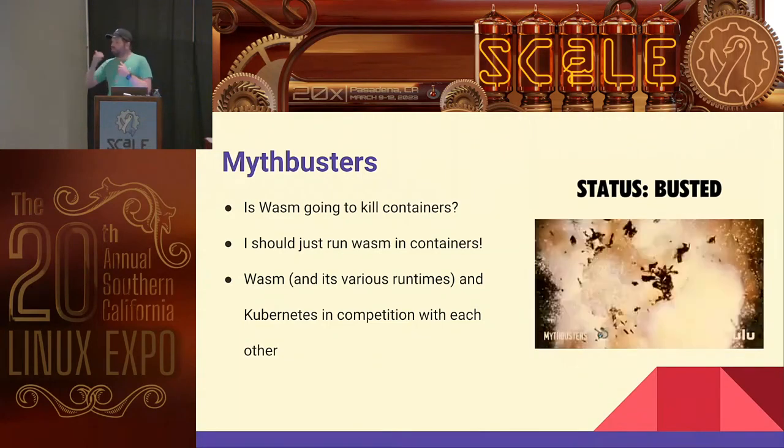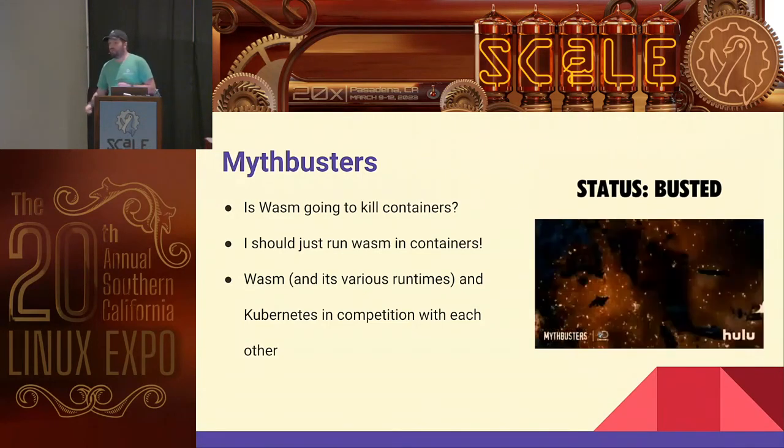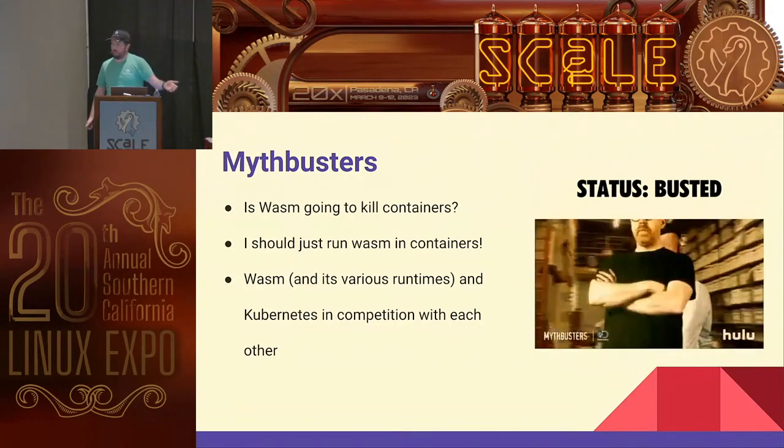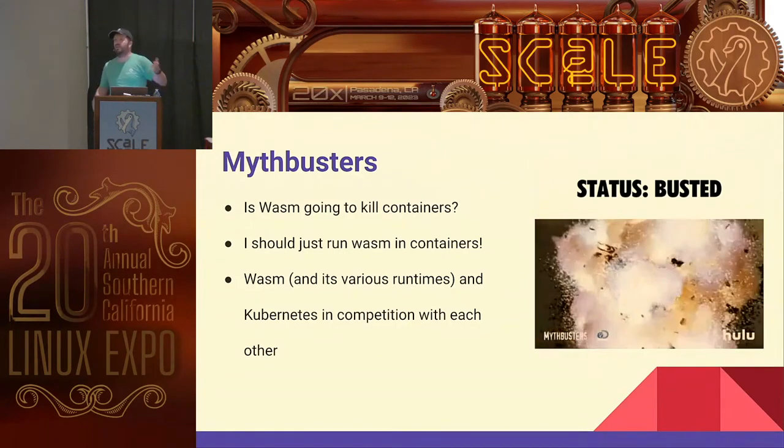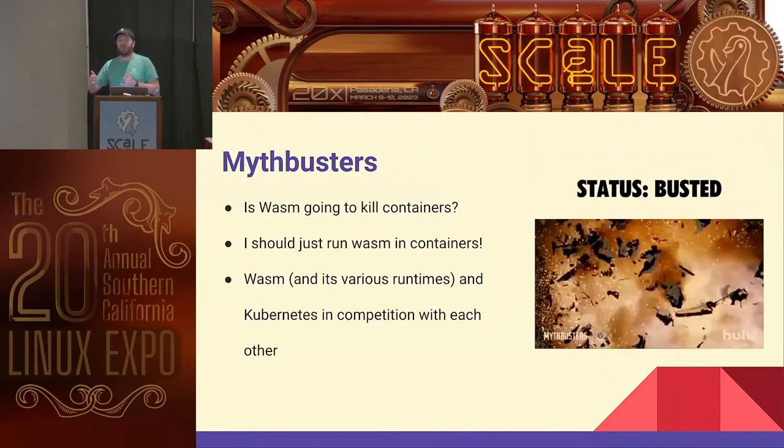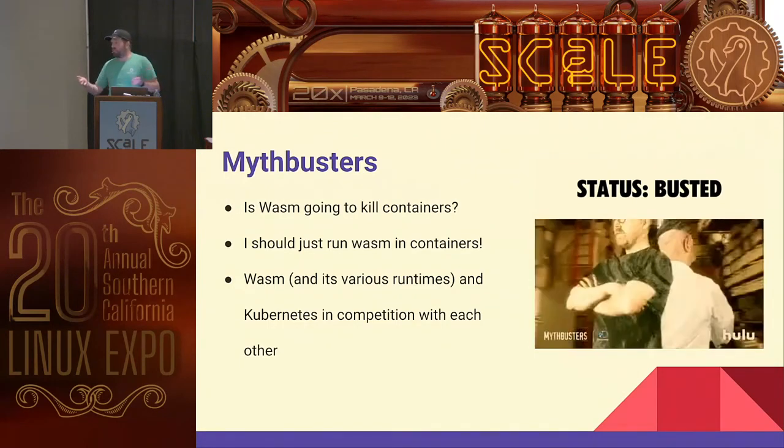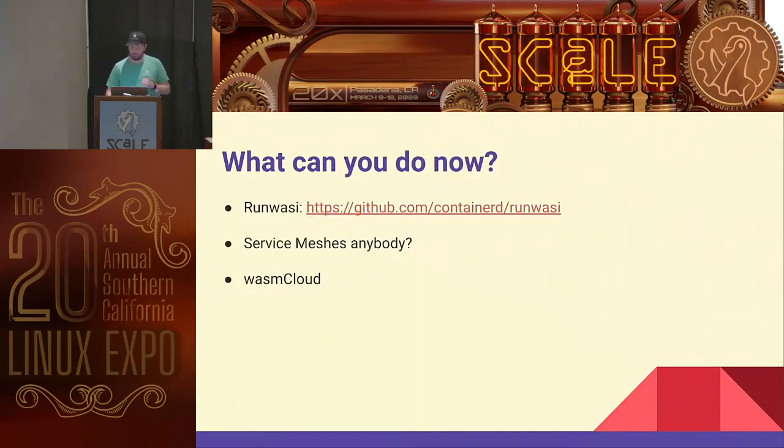So WebAssembly is just another evolution. Just because we have WebAssembly doesn't mean there's now no longer a need for containers or Kubernetes. It just means there is an evolution where it can be used for certain types of tasks better than others. So what can you do right now with Kubernetes and Wasm?